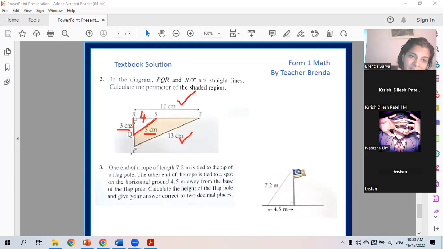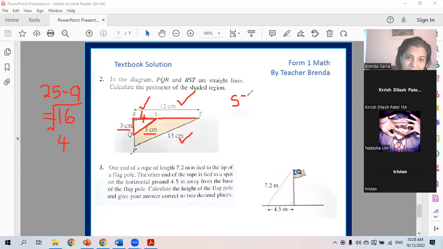Take 5 squared minus 3 squared. 25 minus 9. What do you get? 16. Square root of it is 4. Got it? So you already found what RS is. RS is 4. So what is this fellow?